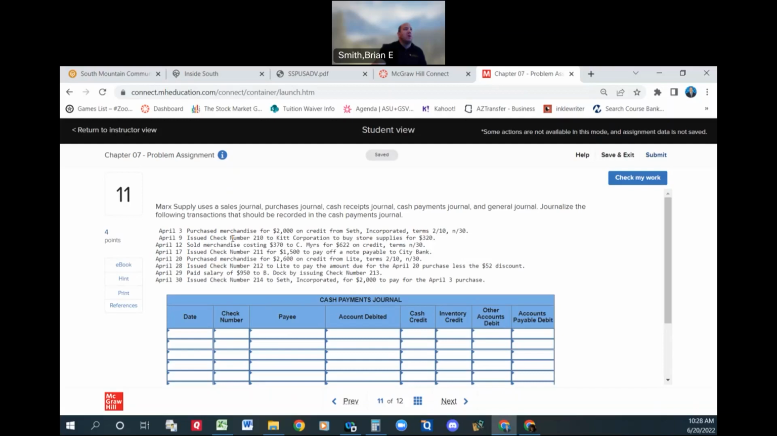Purchase merchandise on credit. Don't care. Issued check number to buy store supplies. If we issue a check number, we're definitely recording it. That is the same as cash in our books. Check number 210 to Kit Corporation. Account debited is going to be store supplies. Crediting cash for $320.